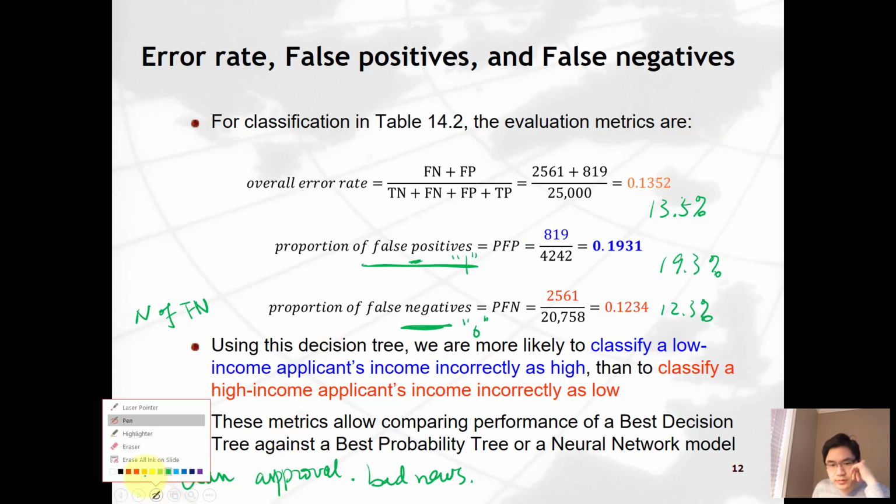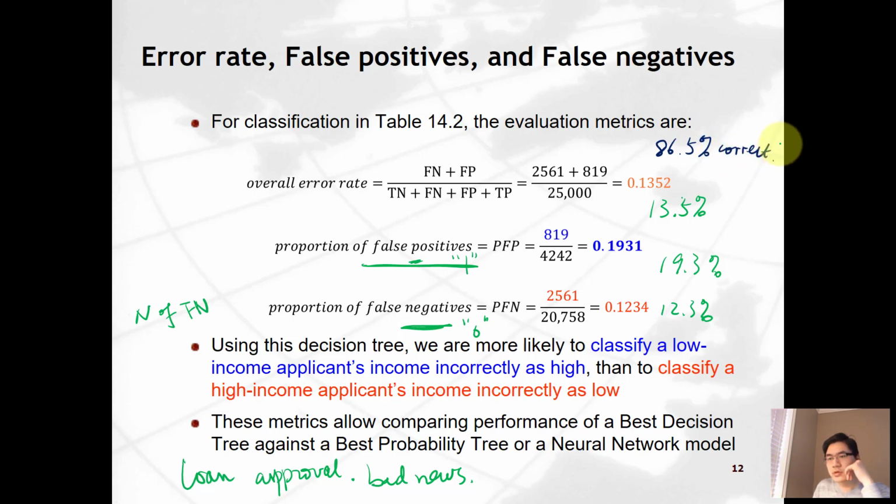let me change the color here. The model is close to 86.5% correct. It tends to have a higher likelihood than the average of false positives. So it is more likely to mistake a low income earner as a high income earner. That means it is more likely to falsely or incorrectly approve a loan.